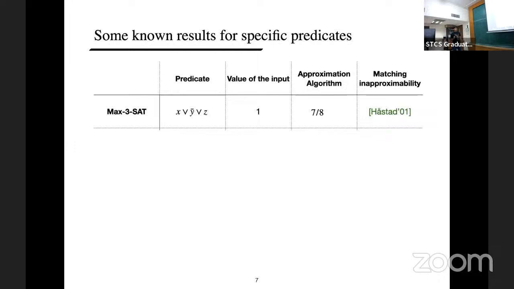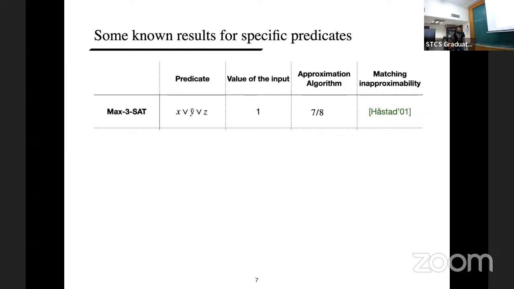The very simple algorithm here is just output a random assignment. For each variable xi, set it to true with probability half, and set it to false with probability half. Now, if you fix any constraint, the probability that it is satisfied is 7/8, because there is only one assignment that falsifies the clause, and the rest of the assignments make this clause true. So this simple algorithm satisfies 7/8 fraction of the clauses in expectation.